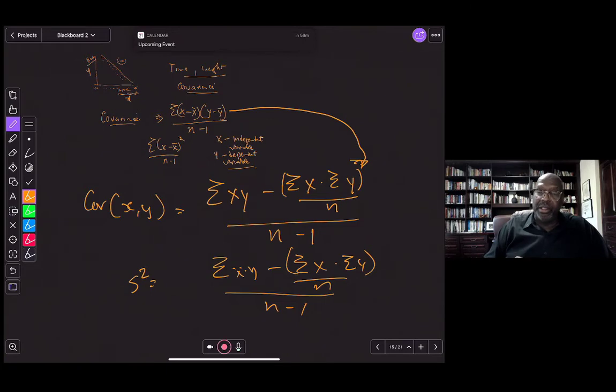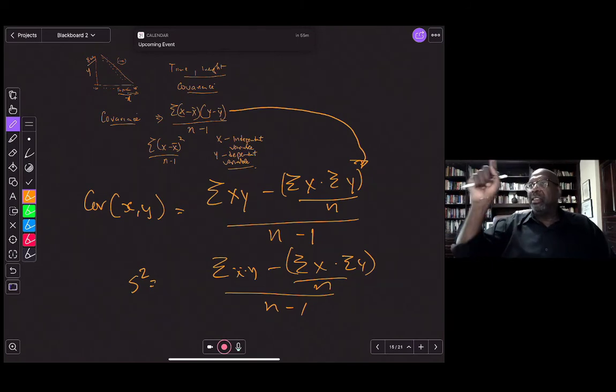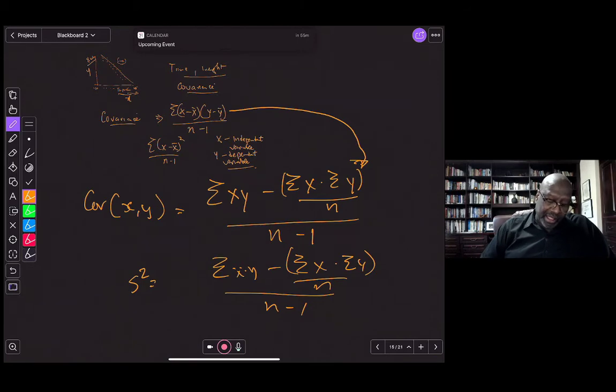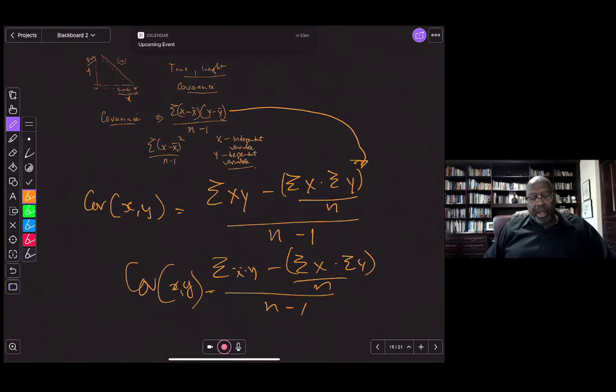So they're very similar. It's just that we are changing, instead of X times X, we're going X times Y. Instead of sum of X times sum of X, to get the sum of X squared, we're getting sum of X times sum of Y. So very similar. So that is how we would calculate covariance. So now that becomes covariance of X and Y once I changed it.